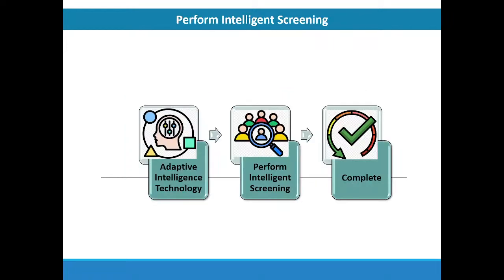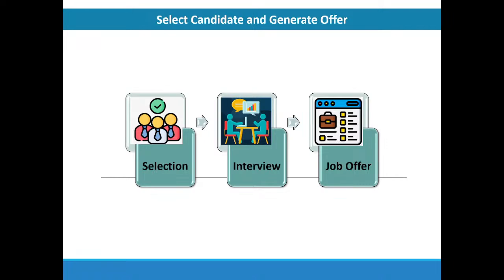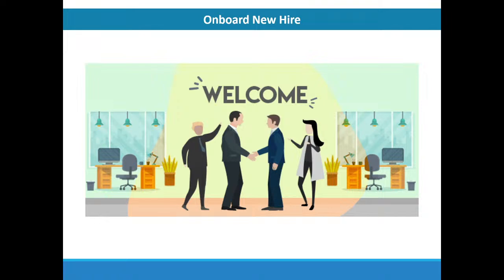And then at the next point you have to perform the intelligence screening from the adaptive intelligence technology, and then complete. After that, you can select your candidate and then interview those candidates, and if the candidate is selected then you can send them the job offer, where you can fill the salary details and the company details and the terms and policy of the company, and then at last you can onboard the new hire.